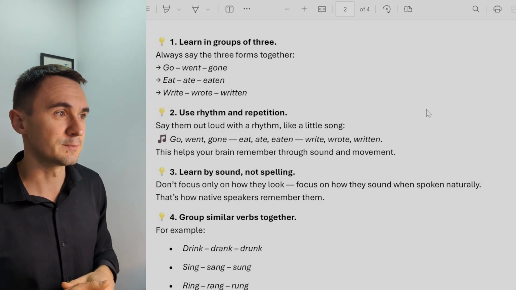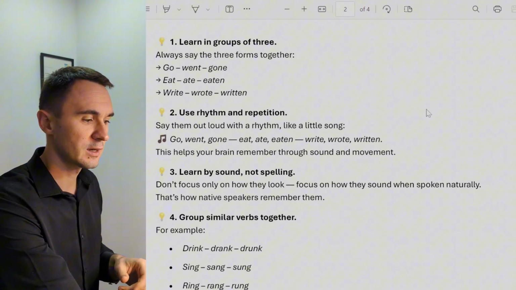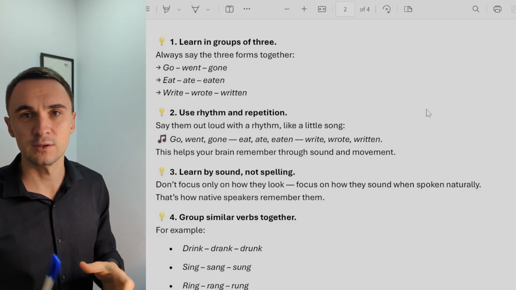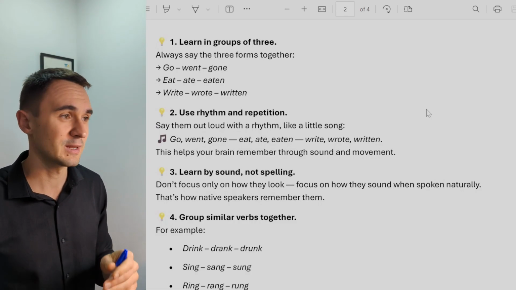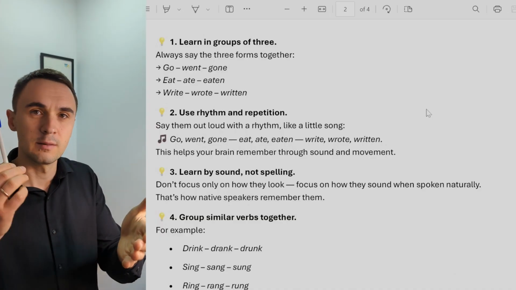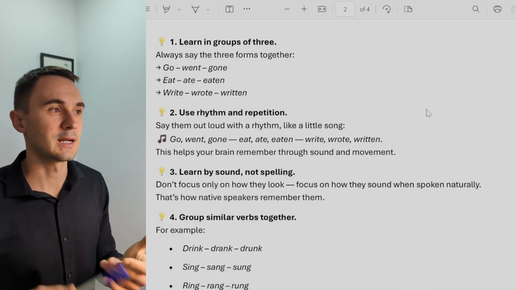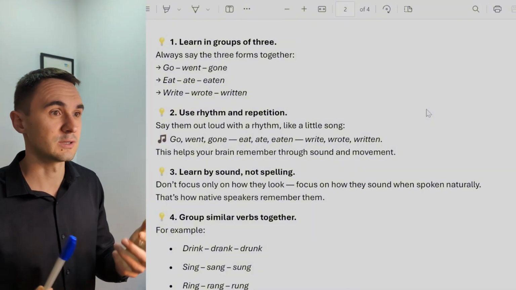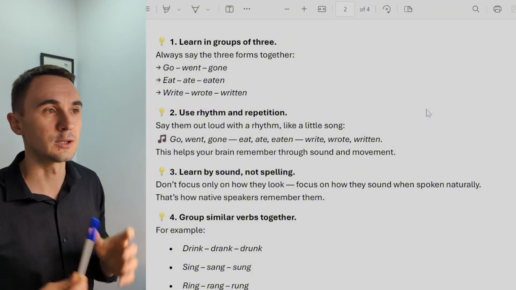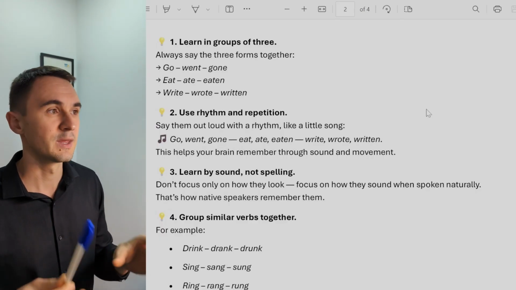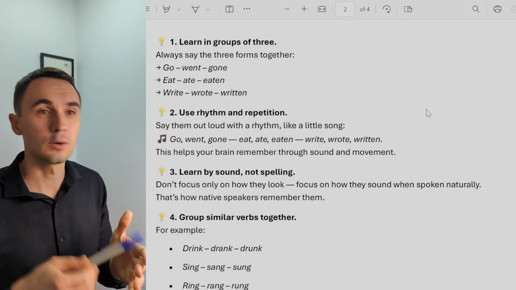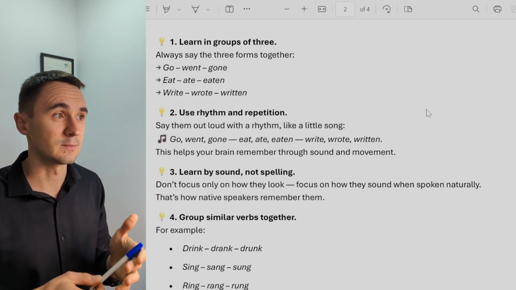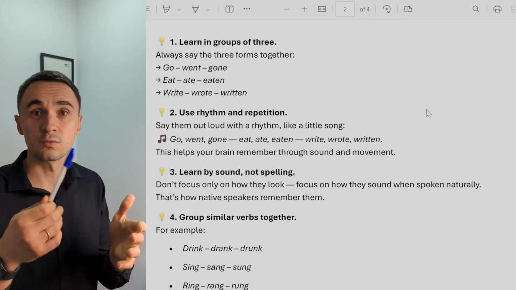I would even add another point there, and I would say, try to even create some kind of rhythm. I usually take a pen for that and I hit my palm with the pen and I try to chant these irregular verbs out loud so that you can memorize them and learn the correct pronunciation. For example, I do something like this: go, went, gone, or eat, ate, eaten, and then write, wrote, written.